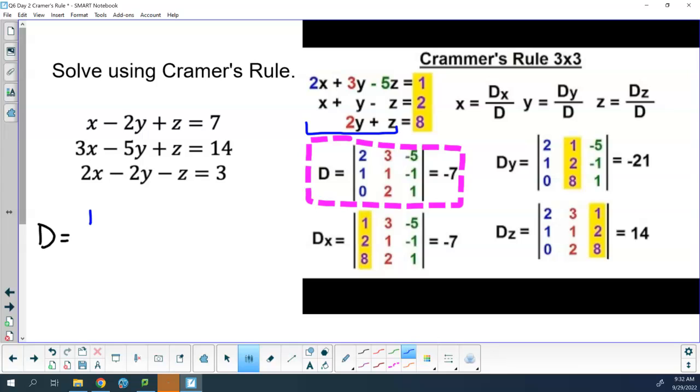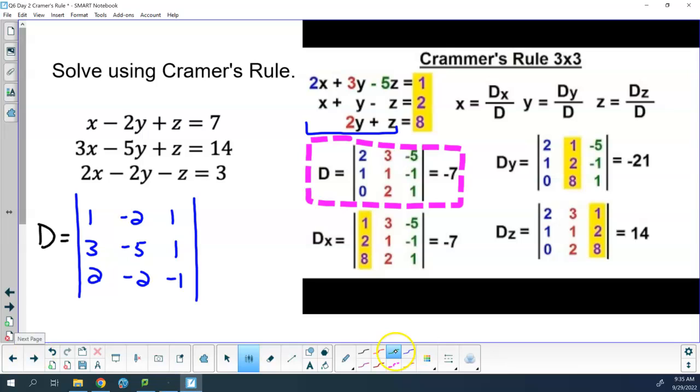One, negative 2, 1, 3, negative 5, 1, 2, negative 2, negative 1. Okay? Find me that determinant. Find me the value of said determinant. All right, so 1, negative 2, 3, negative 5, 2, negative 2.